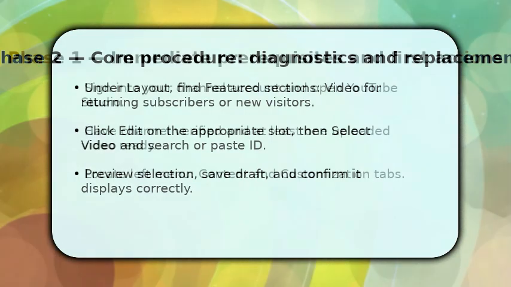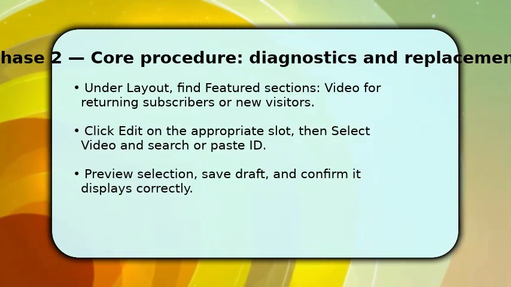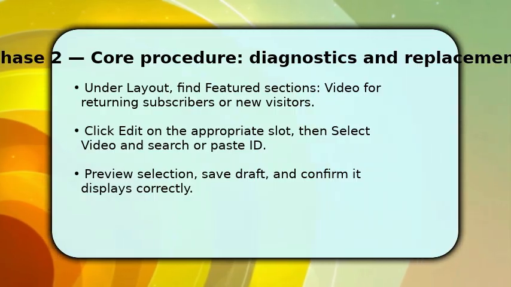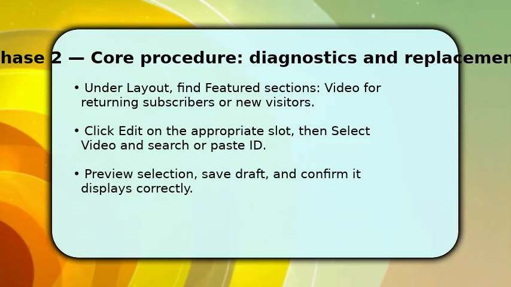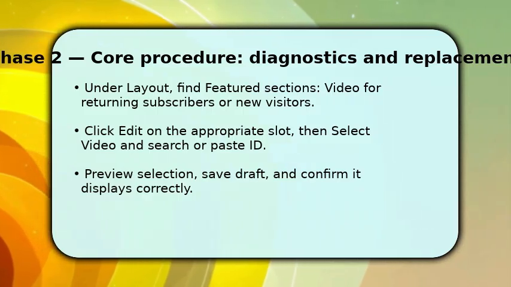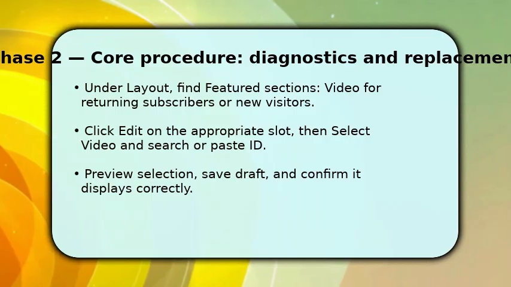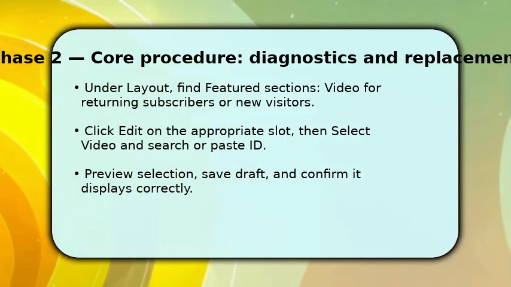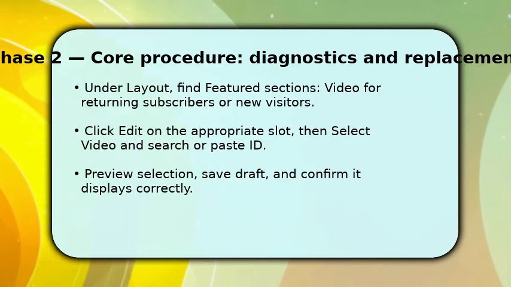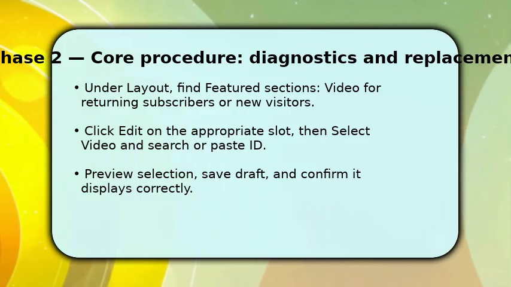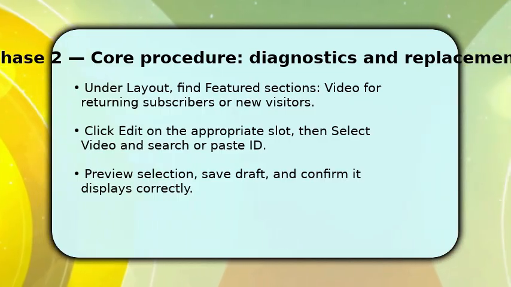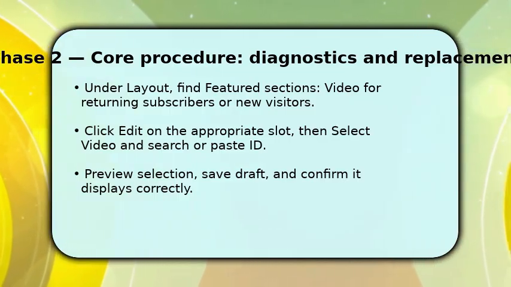later. Next, you decide whether the video is for returning subscribers or new visitors, because each slot targets a different audience. Click Edit on that featured video box, then select Video. You can search by title or paste the video ID for precision. Make sure to preview so the thumbnail and start point look right, and save your changes as a draft first to check on multiple devices. This avoids showing the wrong clip to the wrong audience.